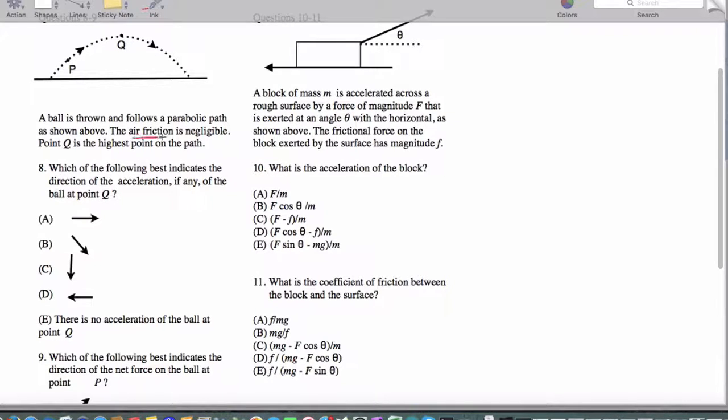Now for number 8, we throw a projectile into the air. There is no air friction. Point Q is the highest point in the path. We want to know what the acceleration is of the ball at Q. It is downwards. And let's be really clear, if we wanted a number for this, the downward acceleration of the ball at Q is in fact g. Just to be clear.